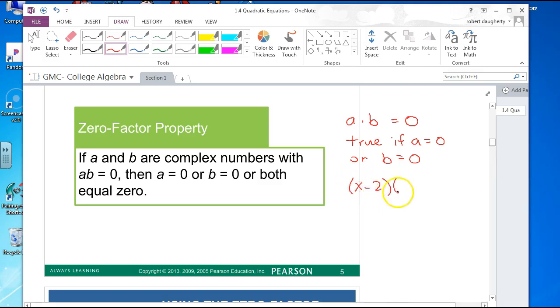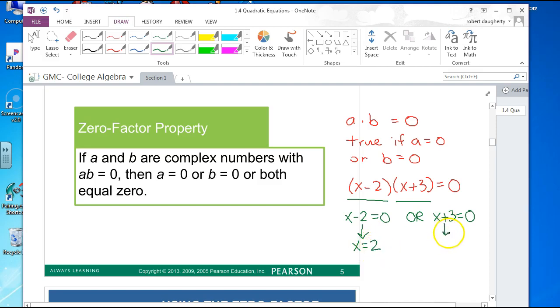So for example, what if I had something like this? x minus 2 times x plus 3 is equal to 0. What you see here, I've got this number and this number. I've got two numbers multiplied to give me 0. That means one of those numbers has to be 0. So either x minus 2 is equal to 0 or x plus 3 is equal to 0. If x minus 2 is equal to 0, that means x has to equal 2. And this means that x has to equal -3. So my solution to this equation is x is equal to 2 or -3. Those are the two solutions.